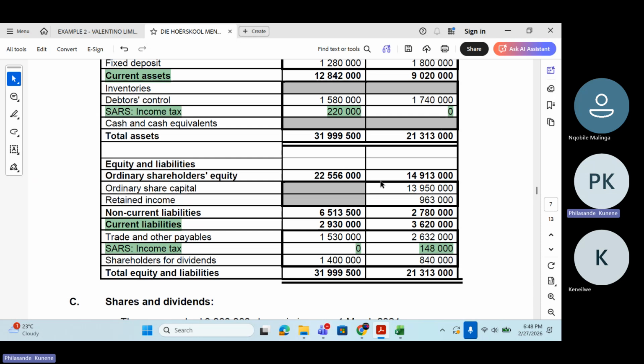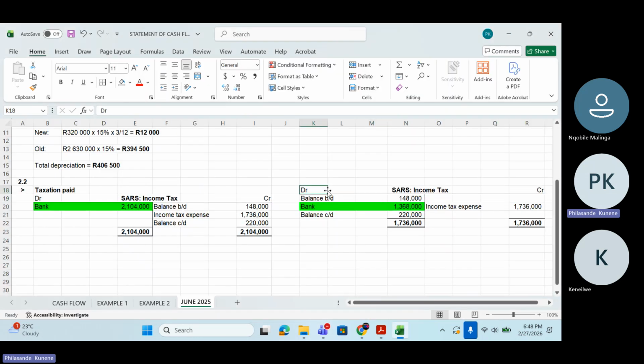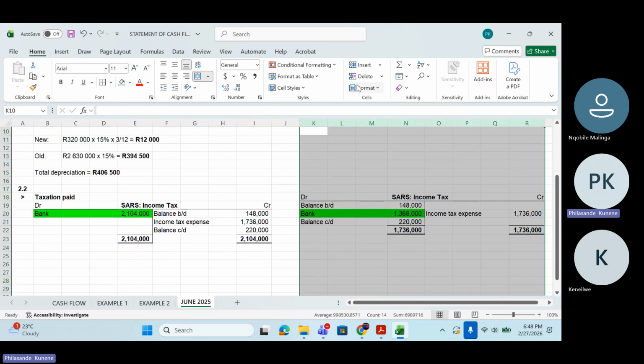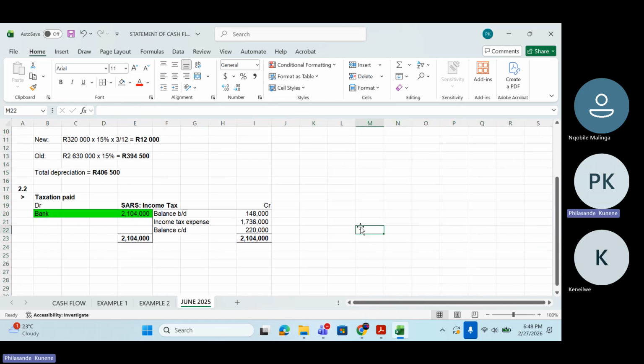It's possible you can have something like this, because if I have 148 here and I have 220 this side, you see where there's zero. If these numbers were swapped, the other one is here and then the other one is this side, you are going to get the scenario like this in your T account. But for now, I don't want to talk about this one. This is how we're doing this taxation paid.